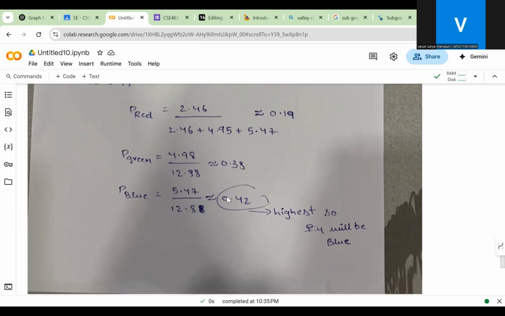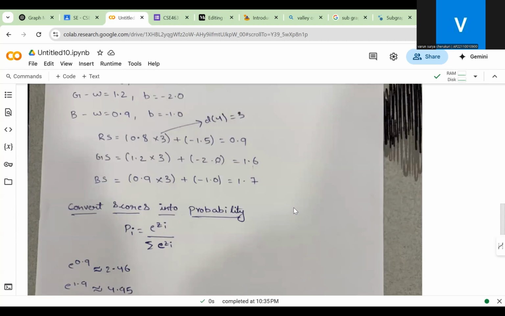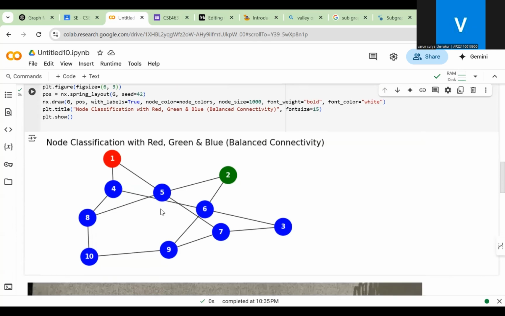After finding the values, we have to see which has the biggest value. Blue has the biggest value compared to red and green. So the fourth node will be blue. This is how the calculation is done and labels are assigned to the nodes.